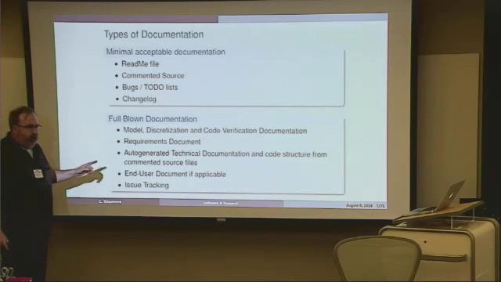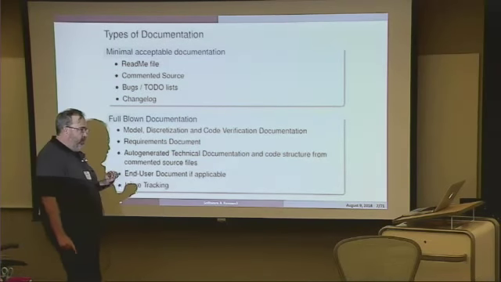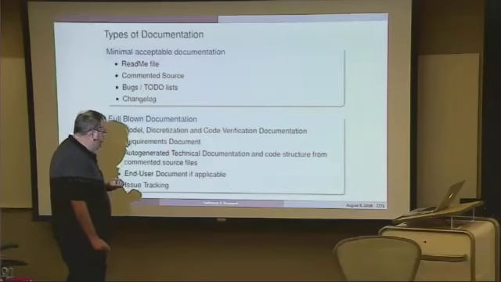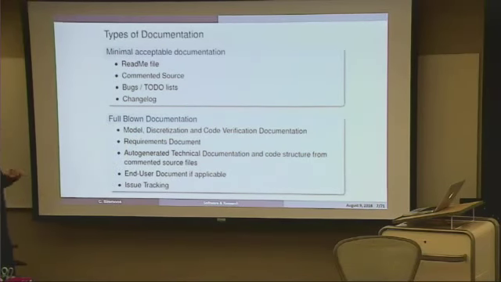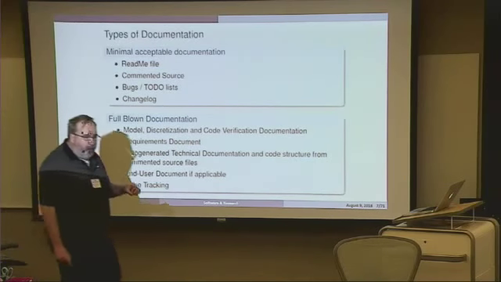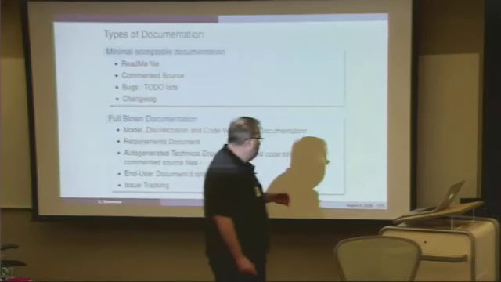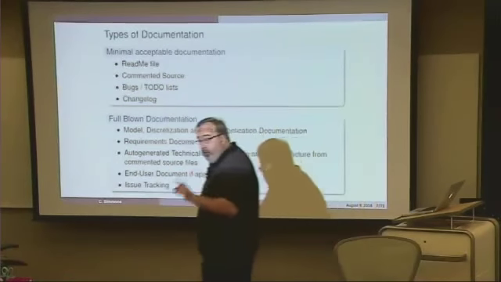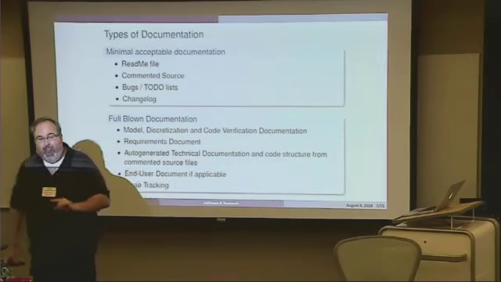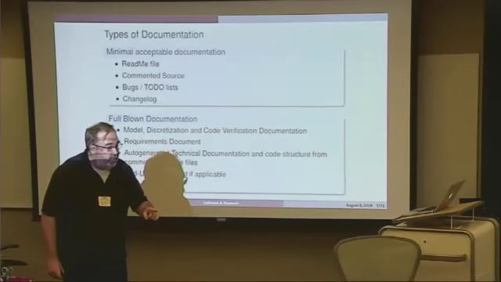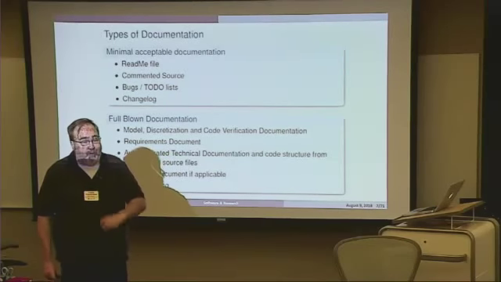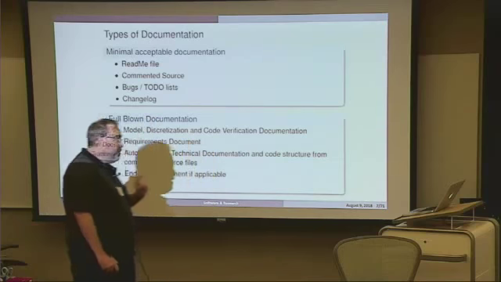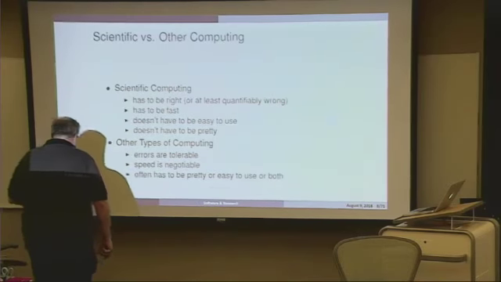They'll have model documentation. They'll have discretization documentation. They'll have a code verification plan. They'll have requirements documentation. They'll have automatically generated technical documentation and code structure from commented source files, like Doxygen, right? And they'll have issue tracking. If you find a source code or a scientific software that allows you to submit bugs, that means the person who's making it wants to hear from you. That means they're likely to take feedback. So that's a good thing.